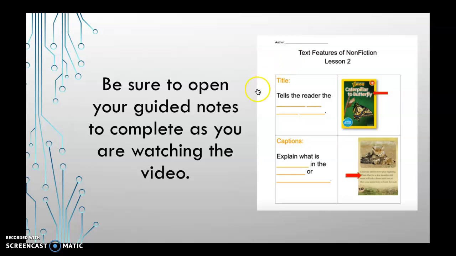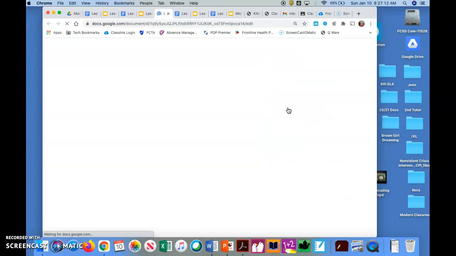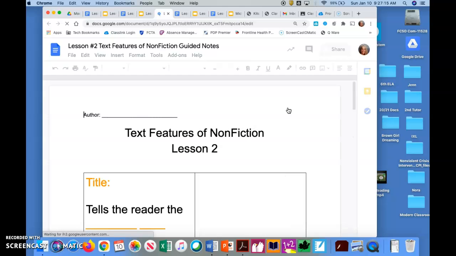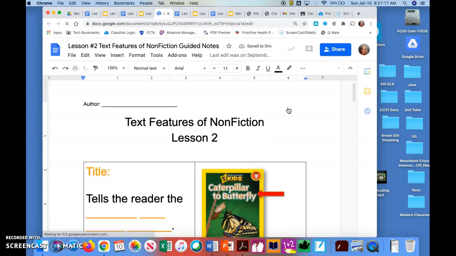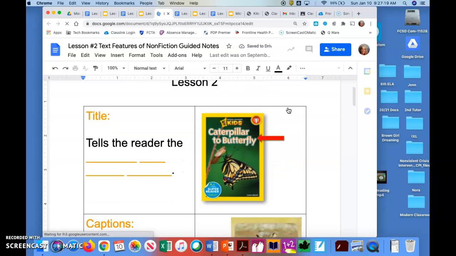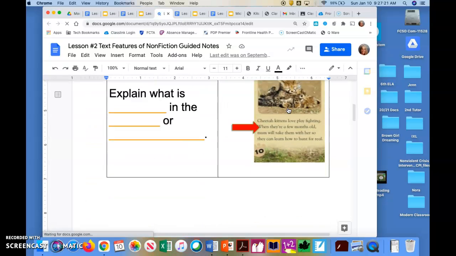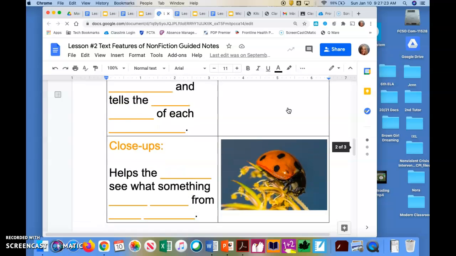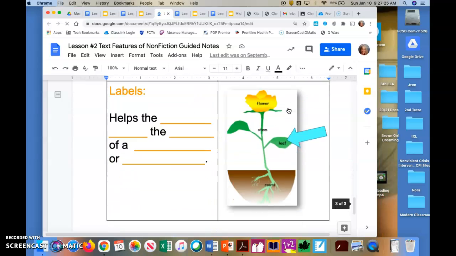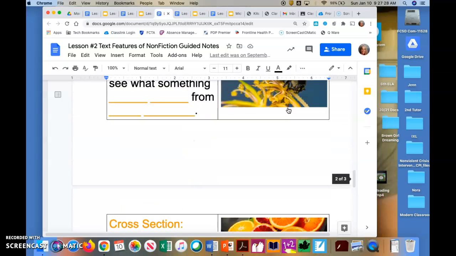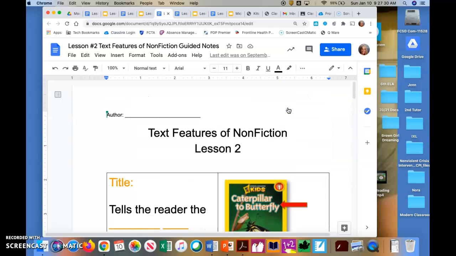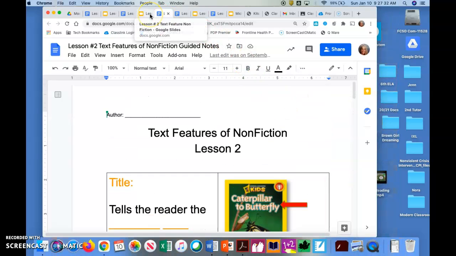Again, you want to be sure to open up your guided notes and be sure to complete them as you're watching the video. So here are your guided notes for this lesson. Make sure that you get through all of the pages that are there. There are 3 pages. Make sure that you finish all of the blank lines and all of the boxes.